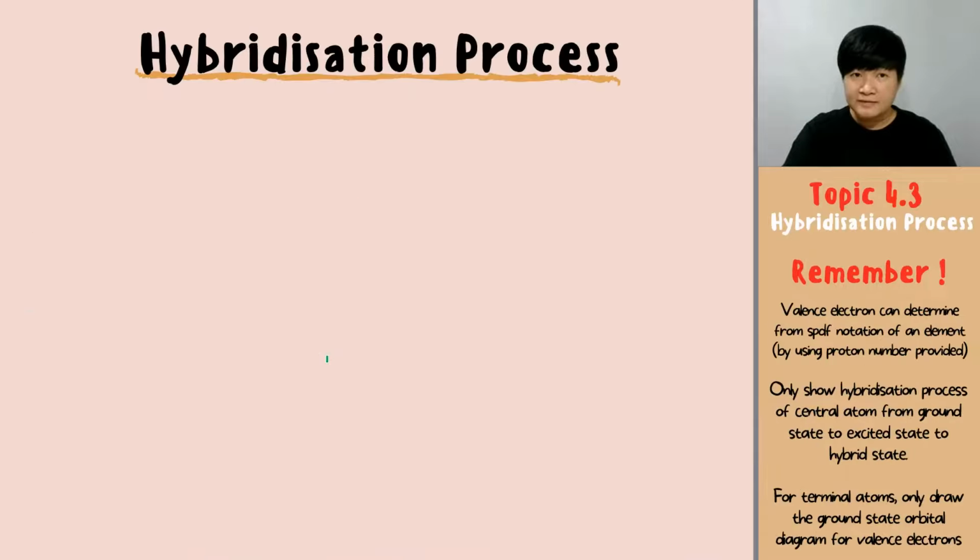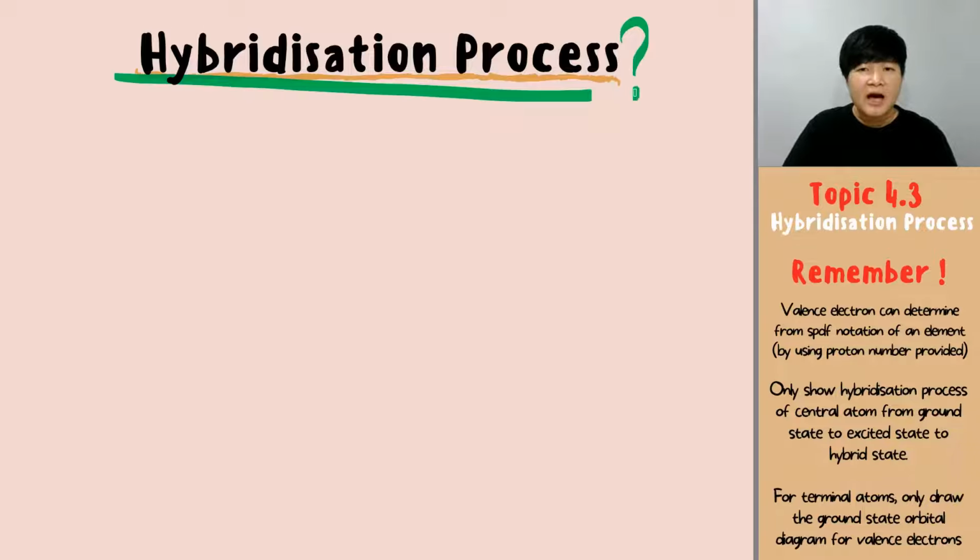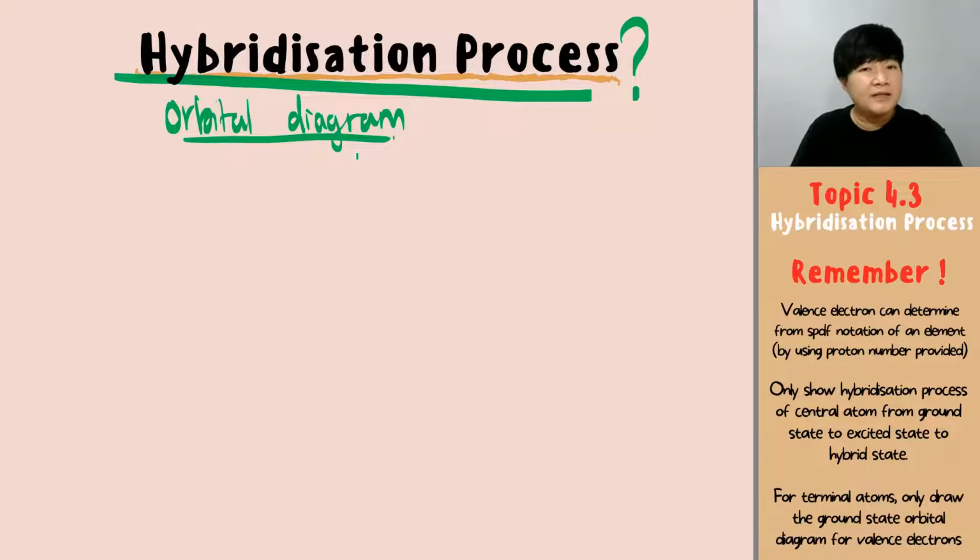Okay, so next, what is actually the hybridization process? The hybridization process is a process where you show how the hybridization is happening by using an orbital diagram. So we are going to draw a lot of orbital diagrams. And bear in mind, the hybridization that we show is only for the central atom, as always.